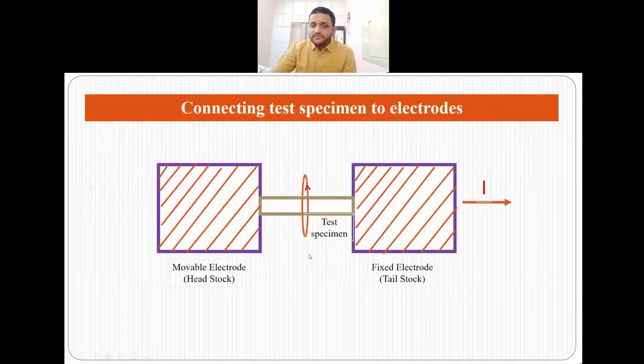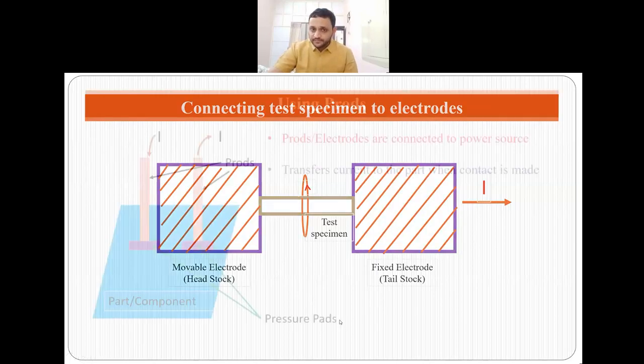The first one is connecting test specimens to electrodes. Suppose this is your fixed electrode, this is the electrode which you can move in the left and right direction, and this is a test specimen. If this is the direction of current, then the magnetic field will be along this direction. In this way, we can magnetize the test specimen by directly connecting it between two electrodes. So this is the contact method of magnetization.